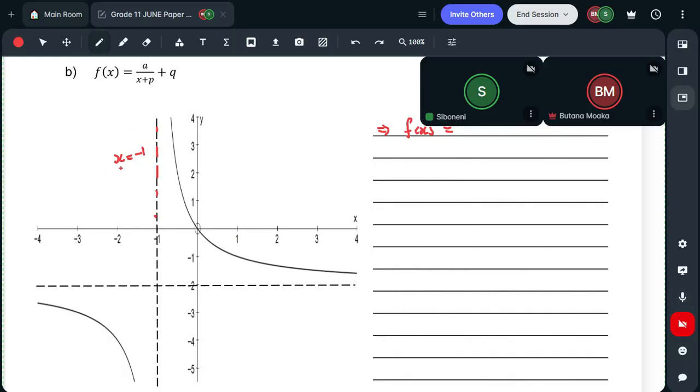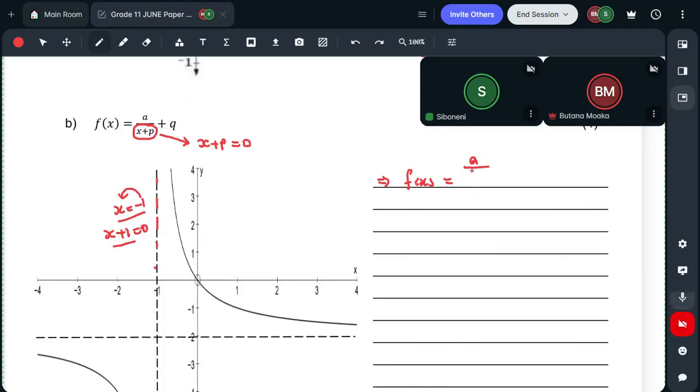If you have this vertical asymptote, to know what you need to put on your denominator, you're going to bring the 1 this side, so this will be x plus 1 equals 0. Because remember, to find the vertical asymptote, we take the denominator and equate it to 0. So your denominator is just x plus 1. Do you understand how I got the x plus 1? Yes. So this tells you that the value of p is 1.